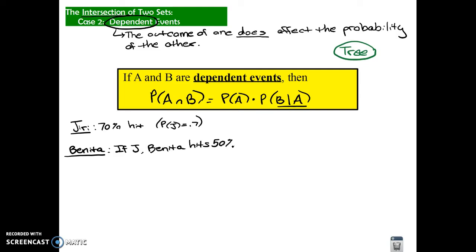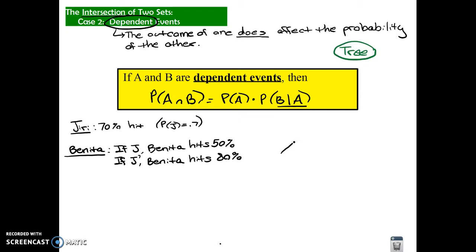And if he misses the target, then maybe she's a little bit more confident. Let's say if he misses, then Benita hits the 80% that was given in the previous problem. Since we have more numbers to keep track of here, a tree diagram might help.